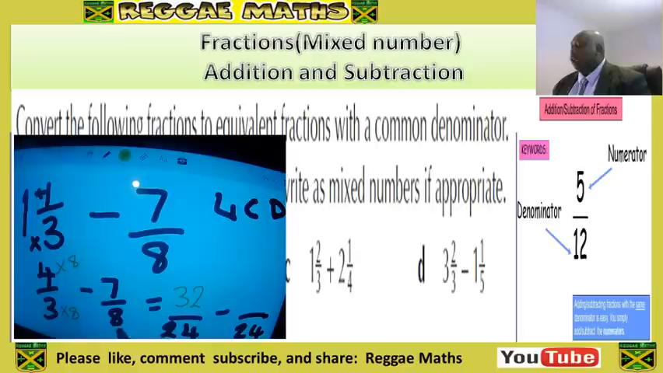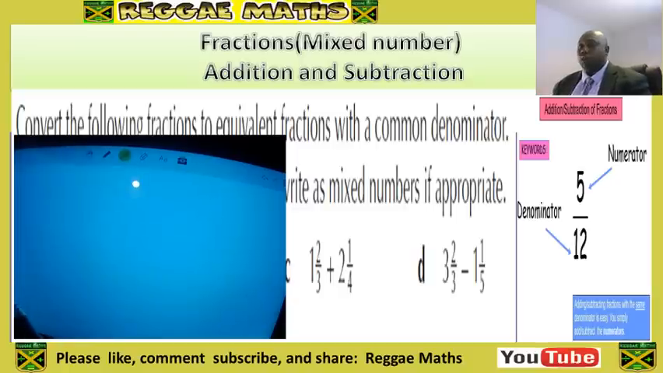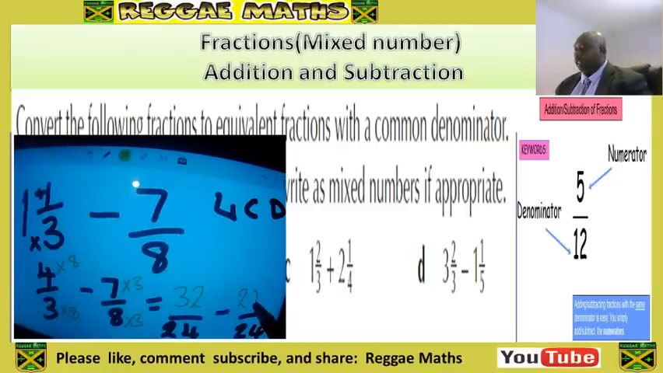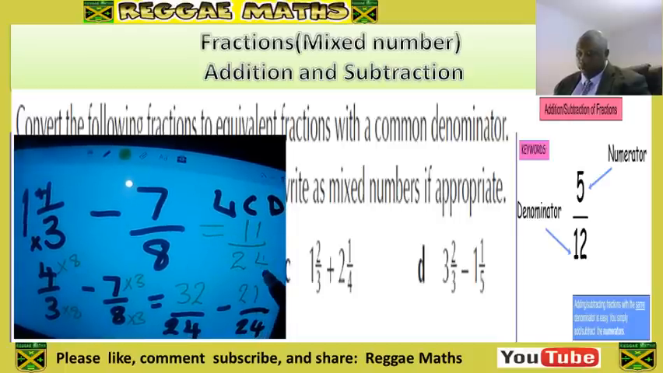Now look at 8. What do I need to times 8 by to get 24? So that's 3. The same thing I do to the top, the same thing I do to the bottom. So 3 times 8 is 24. 3 times 7 is 21. So now I can take away the numerators. If I take away the numerators here, you can see that 21 from 32, the answer is 11 over 24.